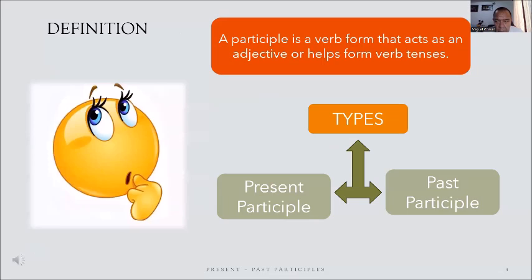A participle refers to the modified form of a verb that in some cases shows characteristics of both verbs and adjectives. Participles are mainly used in sentences to form the past and perfect tenses.